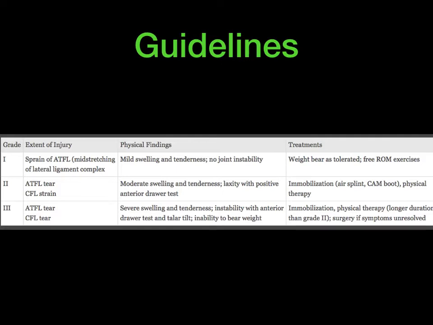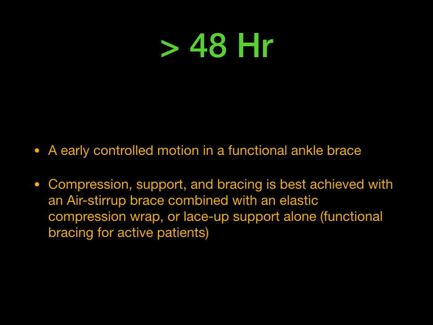So as our protocols go, any acute sprain, grade 2 or grade 3, would get a black slab immediately for 48 hours. Post 48 hours, we start an early controlled motion in a functional ankle brace, and we believe that an air stirrup brace combined with an elastic compression wrap or lace-up support is a functional bracing, which allows them to have compression, support, and bracing in one go.